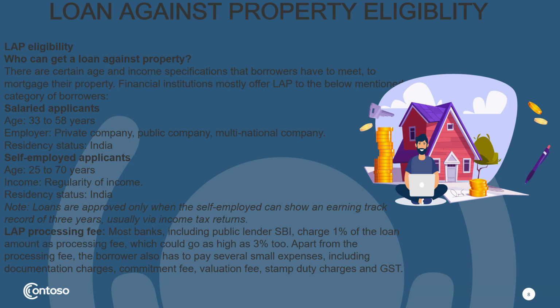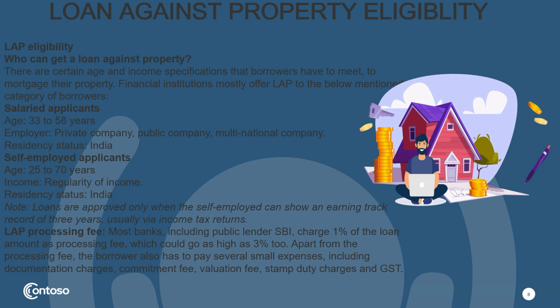Loan against property eligibility. Who can get a loan against property? There are certain age and income specifications that borrowers have to meet to mortgage their property. Financial institutions mostly offer LAP to the below mentioned category of borrowers: salaried applicants, age 33 to 58 years, employer: private company, public company, multinational company. Residency status: India. Self-employed applicants, age 25 to 70 years, income: regularity of income. Residency status: India. Note: loans are approved only when the self-employed can show an earning track record of 3 years, usually via income tax returns.